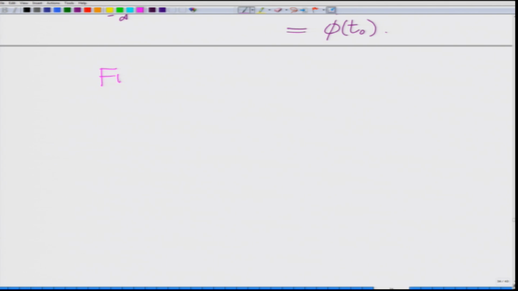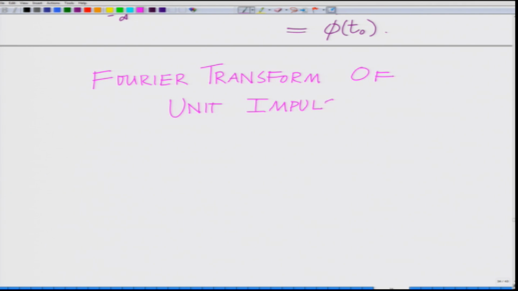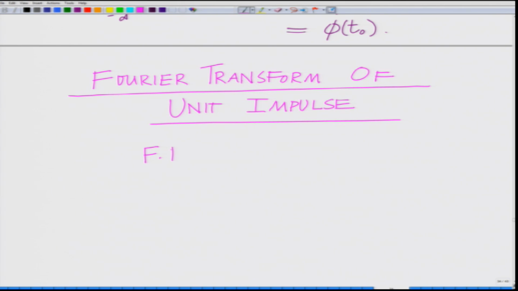Now, let us look at the Fourier transform of this unit impulse, which is going to be very important. The Fourier transform of the unit impulse is easy to evaluate. The Fourier transform of delta t is the integral from minus infinity to infinity of delta t e power minus j 2 pi f t dt. This is a standard expression for the Fourier transform.